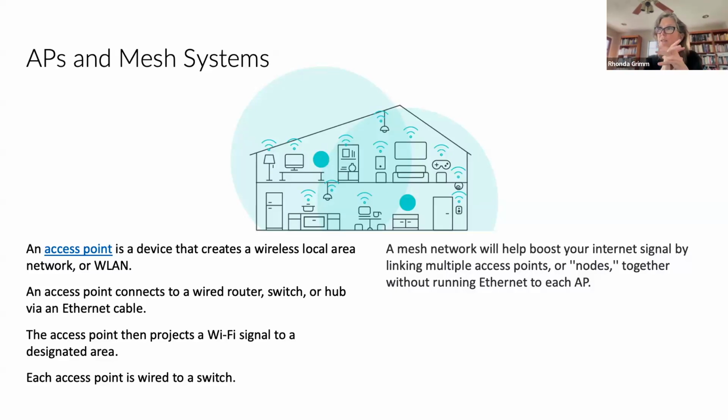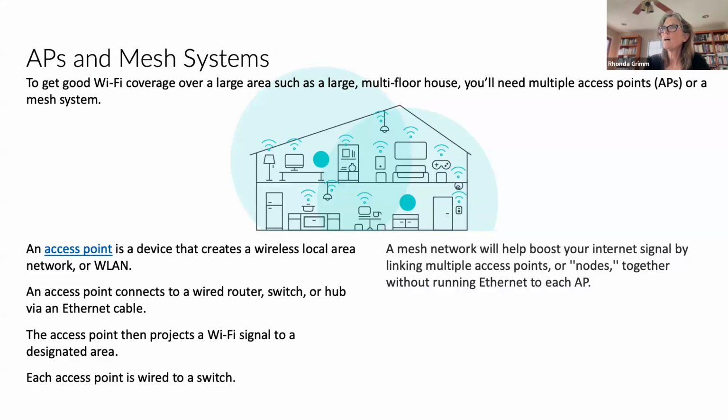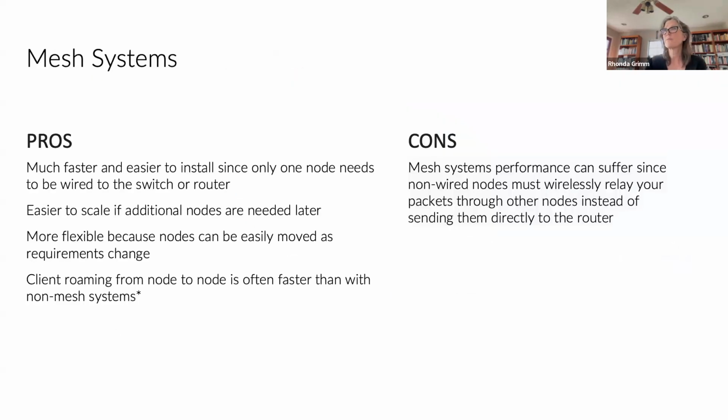A mesh is very convenient. Usually just one node of the mesh is connected to the switch, and all the others are wireless, so they don't have to be connected. They're great for covering large multi-floor houses and that sort of thing. The great thing about mesh is it's super easy to install. You hook your one node to a switch or a router, you place the other nodes around, you plug them into power, and they find each other. It's really easy to scale.